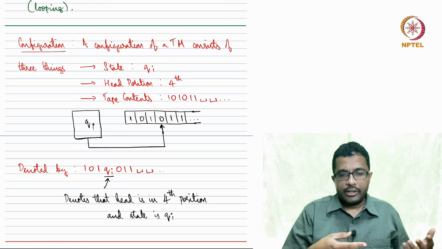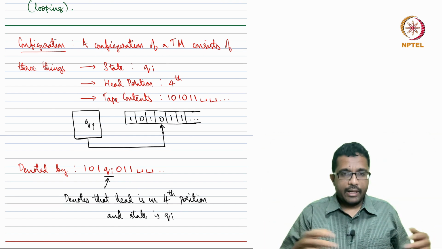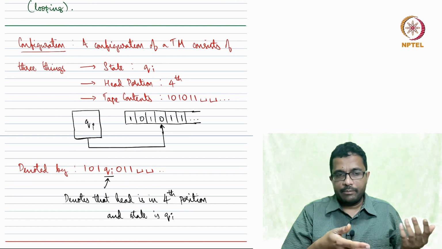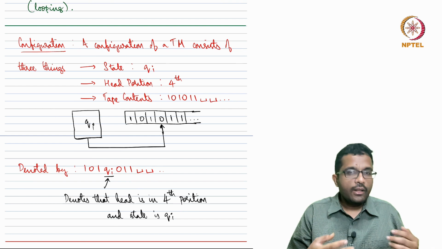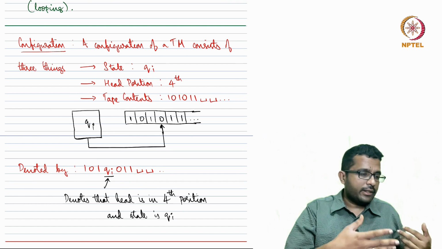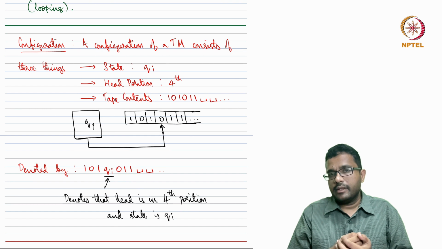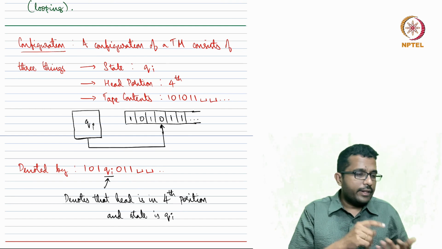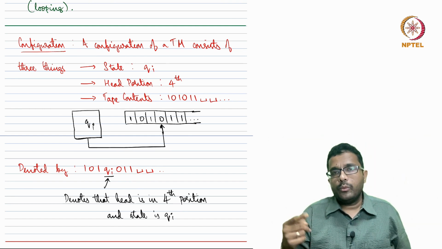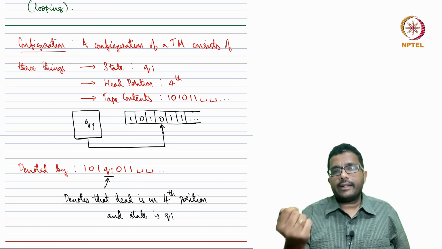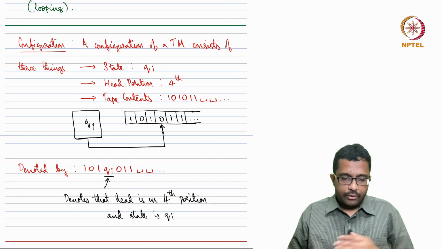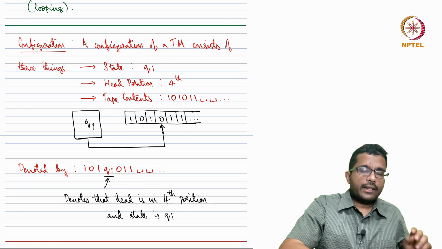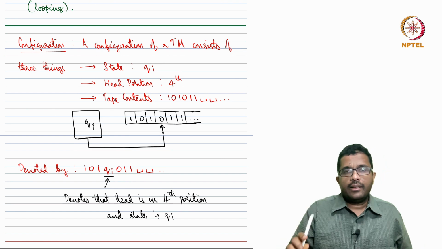I may have overwritten on the input. I may have reached some other symbols. I may have written over things multiple times. So it will be simplest if I transfer the contents of the tape to you. Not just that, I should also tell you which state I am in and which position of the tape the head is pointing to. So if I can tell you these things, then you can continue from wherever I have stopped. Okay, so the configuration consists of exactly this information.